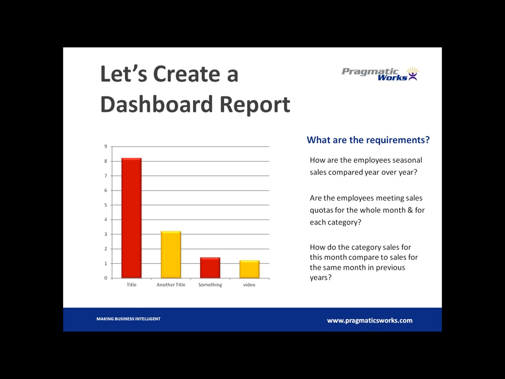And then lastly, their question is, how do the category sales for this month compare to sales for the same month in the previous years? So for this report, we're going to use a column chart and a data bar chart that's going to display this information. So what I'm going to do is halt the PowerPoint slides real quick, and we are going to take a look at our BIDS environment.